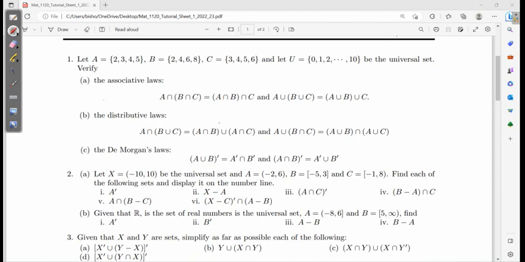If you don't know how to remember these laws, you're supposed to know. I also explained the laws under set theory. If you don't have access to that, I can allow you to have access. You can just let me know after the class.